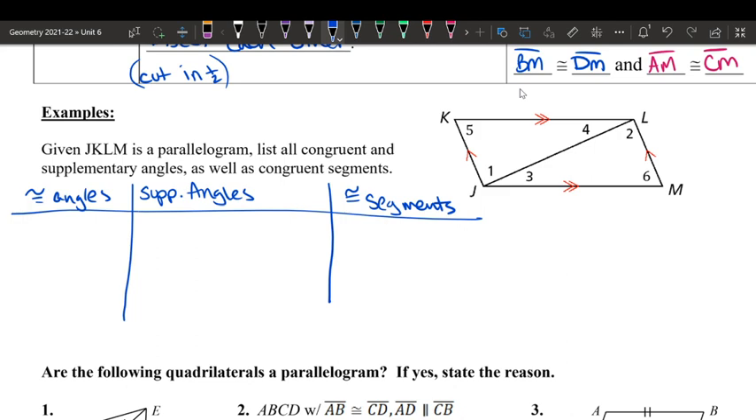Alright, so congruent angles: I know that opposite angles are congruent. So I could say that angle K is congruent to angle M because they are across from each other on the parallelogram.